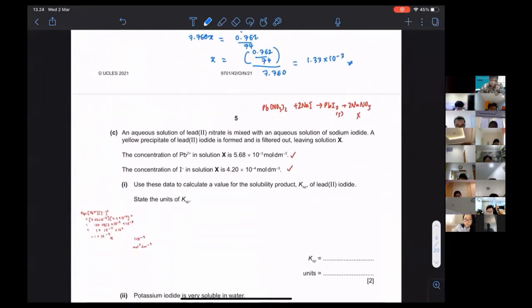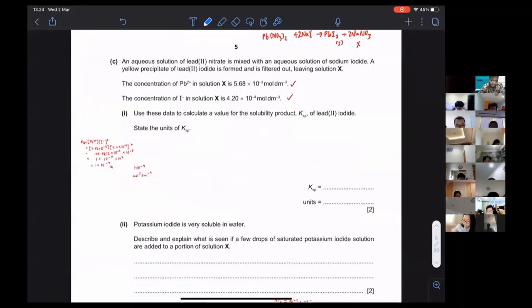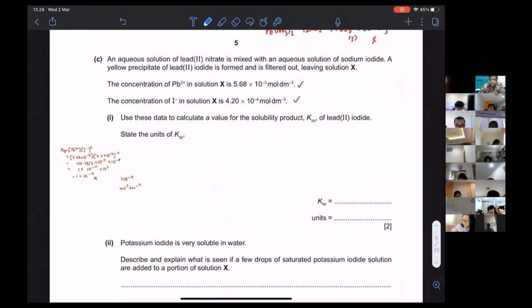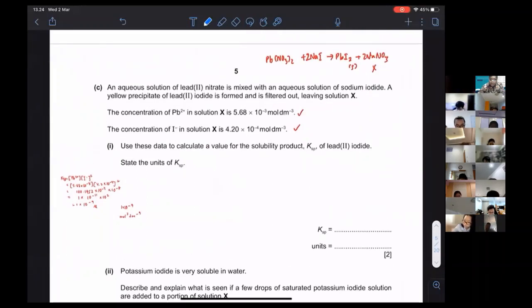Okay, next question. An aqueous solution of lead(II) nitrate is mixed with an aqueous solution of sodium iodide. A yellow precipitate of lead(II) iodide is formed and filtered out. So I've written the equation over there. You have PbI2, which is solid, then sodium nitrate. But they say that leaving solution X, it means sodium nitrate is there.